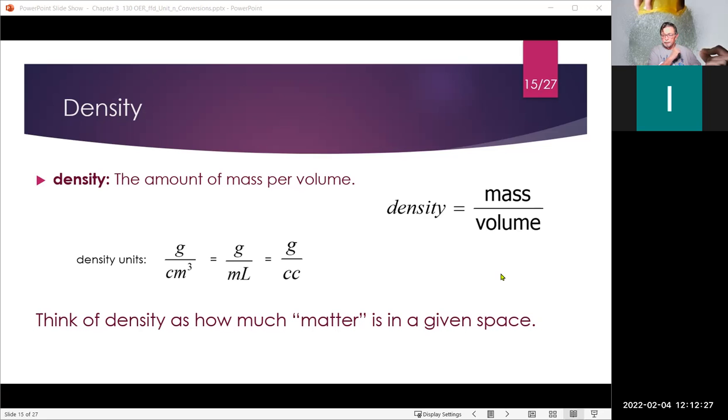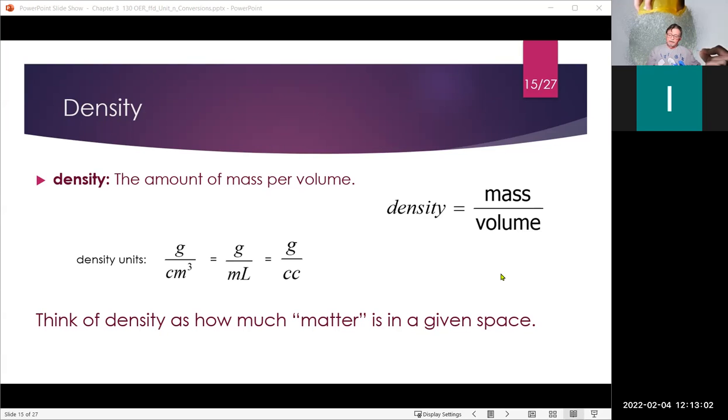Let's take a loaf of bread, a rectangular loaf of bread that you get from the grocery store. You could measure, obviously, its mass, okay? You measure its mass, and you can measure its volume. We can get a ruler or tape measure and measure length, width, and height. It's a rectangle, okay? So that gives us a pretty good volume. And so we take the mass of that loaf of bread and we divide it by the volume we calculate.